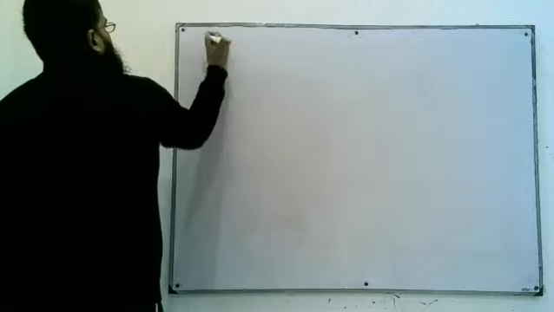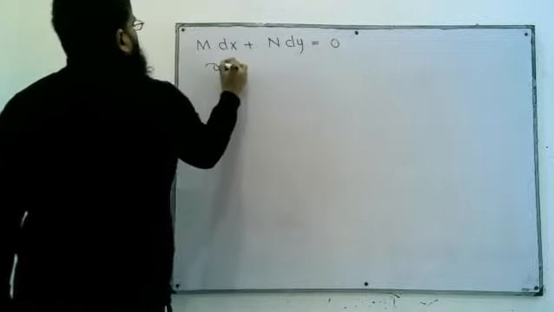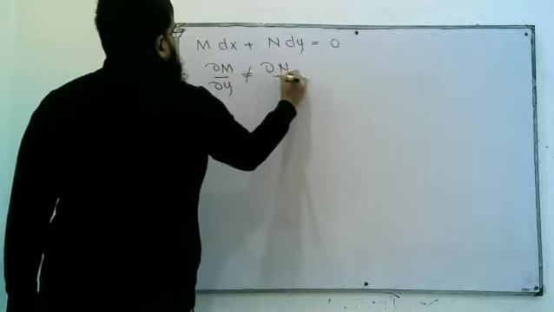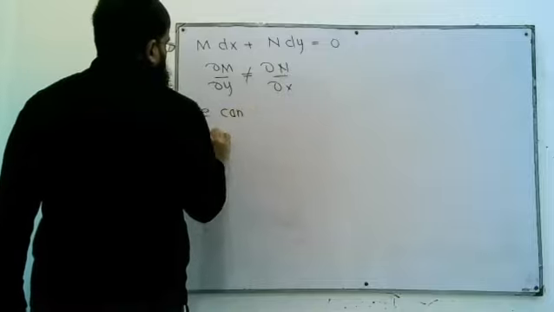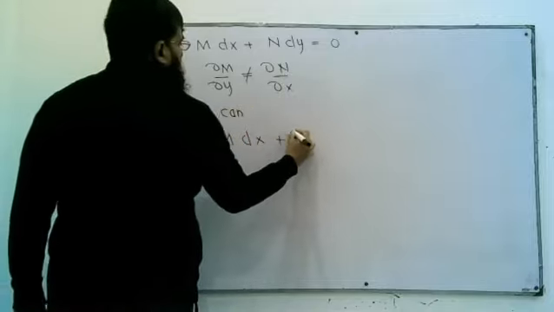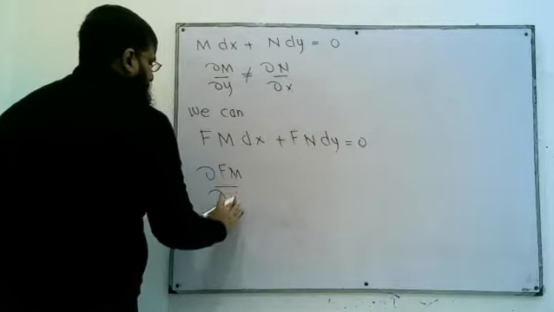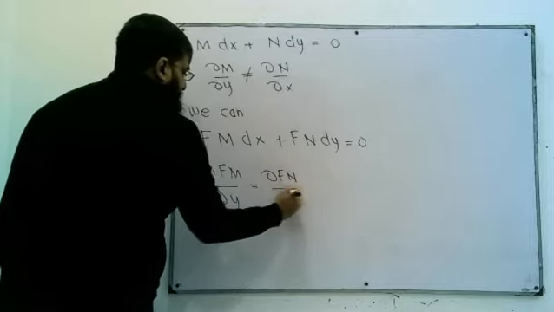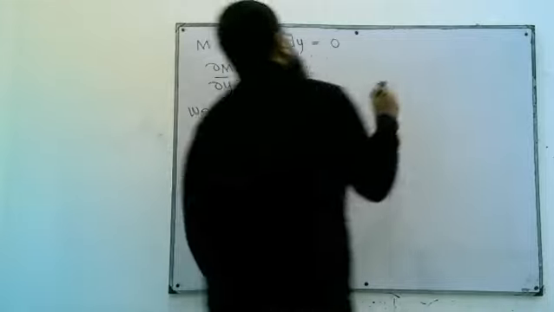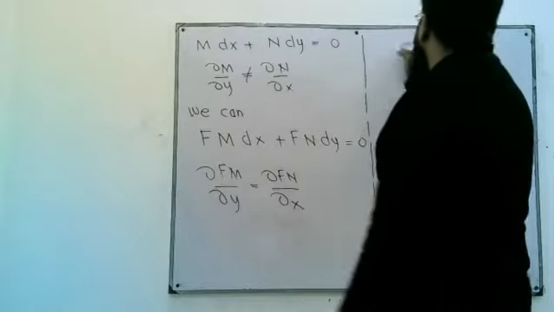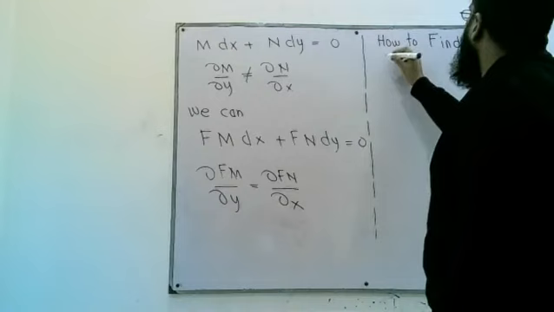So now the question is, we have studied that if we are given m dx plus n dy is equal to 0 and partial m over partial y isn't equal to partial n over partial x, the condition isn't fulfilled, we can multiply both sides by an integrating factor f, and then we can check that partial m f over partial y is equal to partial f n over partial x. If it is, we can solve it like we do for an exact type of ODE. So this is the concept. Now the question is how to find the integrating factor f mathematically.